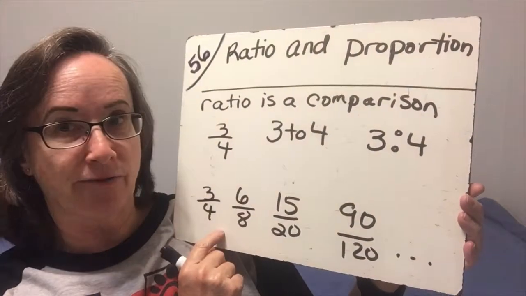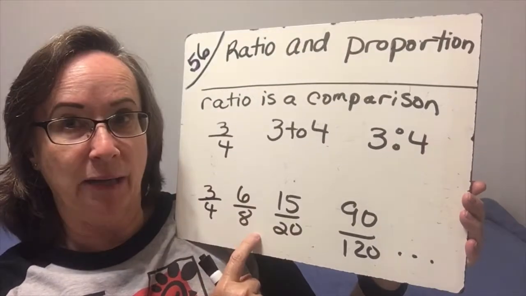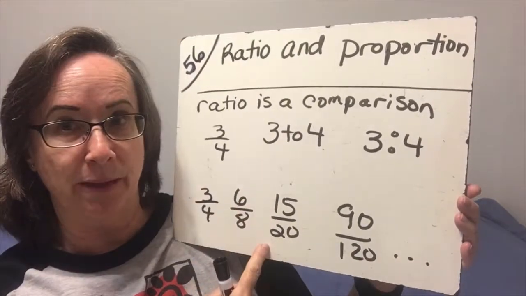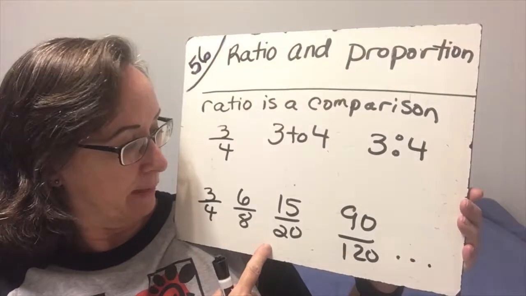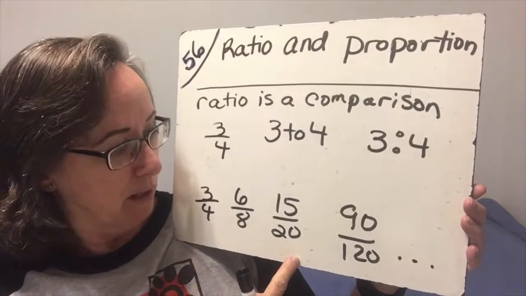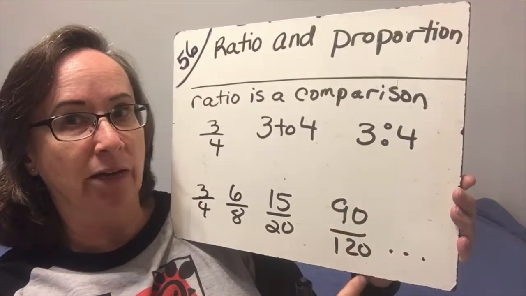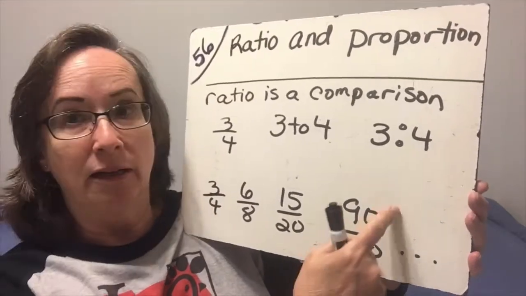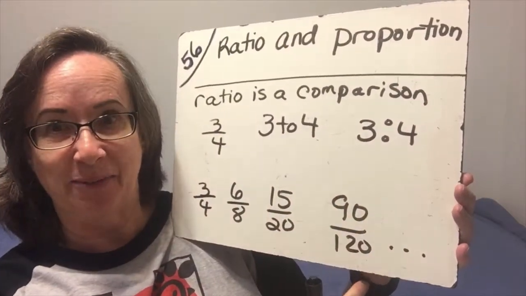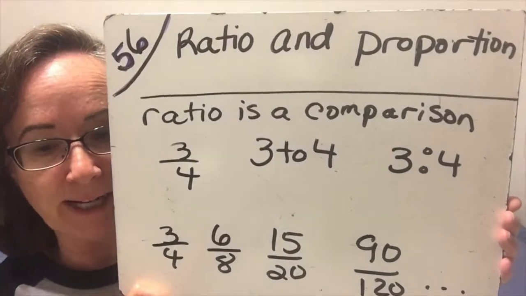Can you see that 3 to 4 and 6 to 8 are the same value? 6 divided by 8 is the same as 3 divided by 4 when I divide the top and the bottom by 2. Okay, now 15 over 20 will simplify to 3 over 4 when I divide the top and the bottom by 5. And 90 over 120 will go to 3 over 4 if I divide by 30 on the top and the bottom. So those are equivalent forms of the same ratio.